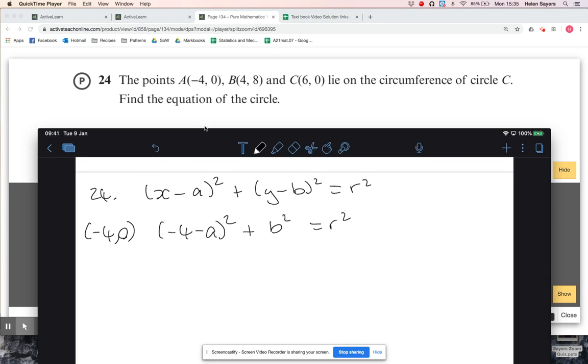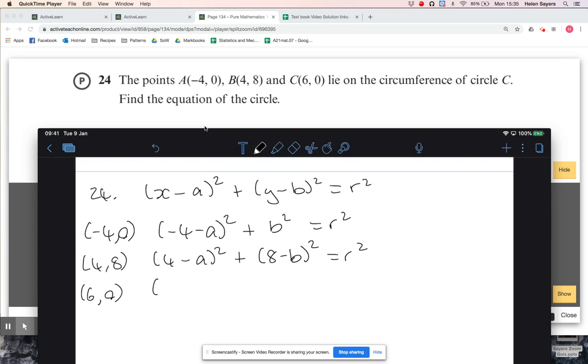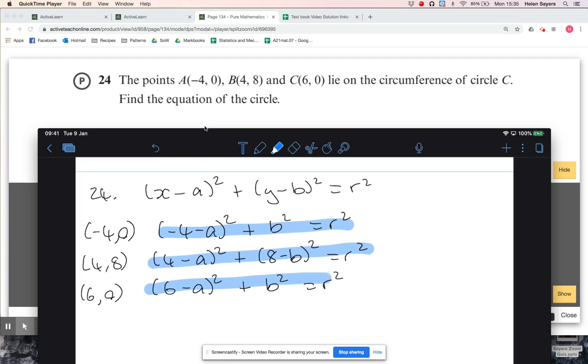Okay, I've then got the coordinate B, which is 4, 8. So x is 4, y is 8. And I've got the coordinate 6, 0. Just make sure I've written that down correctly. So x is 6, y is 0. So again, that will be b squared. Okay, so I've got 3 equations from that information they gave me, 3 unknowns. So it should be solvable.